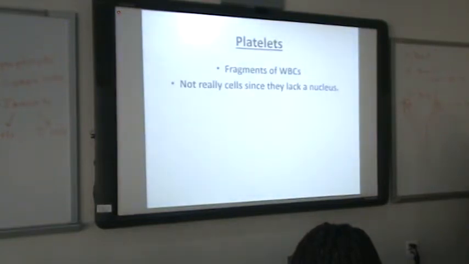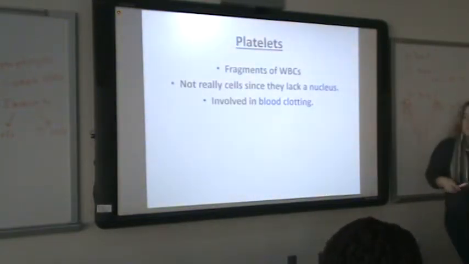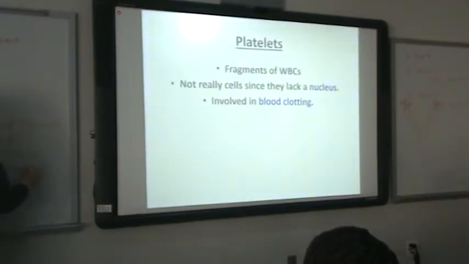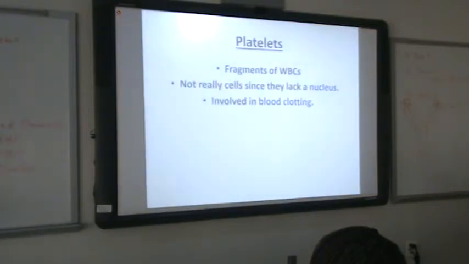Okay, and then the other formed elements. Remember when we talked about blood, we divided it into the liquid part, which is plasma, and then we had formed elements, which are cells or cell-like structures. We had red blood cells, white blood cells, platelets. Remember, these can also be called erythrocytes. These can be called leukocytes. I think that these can be called thrombocytes, but no one really ever says that. It's platelets.